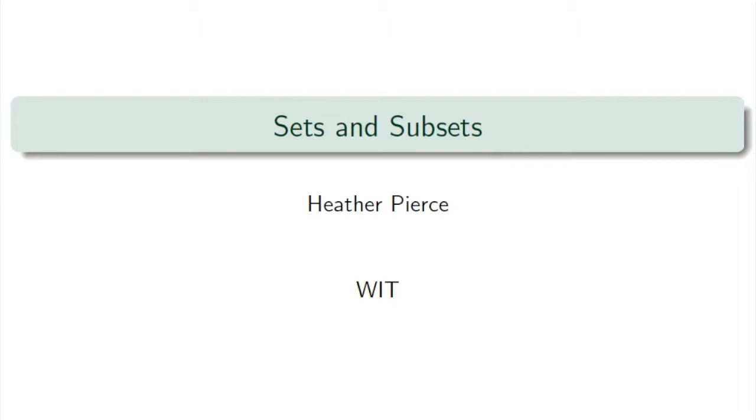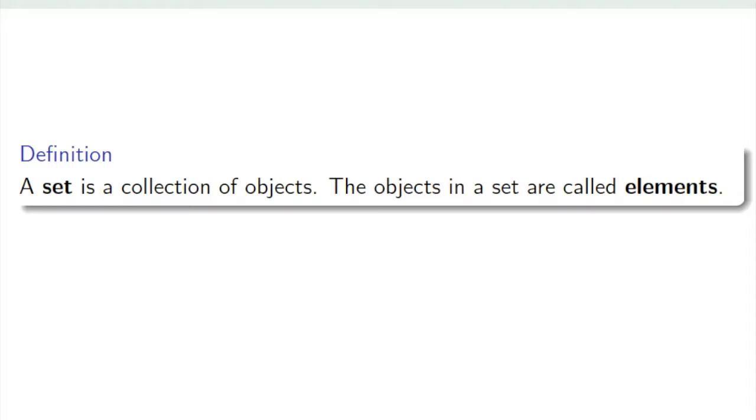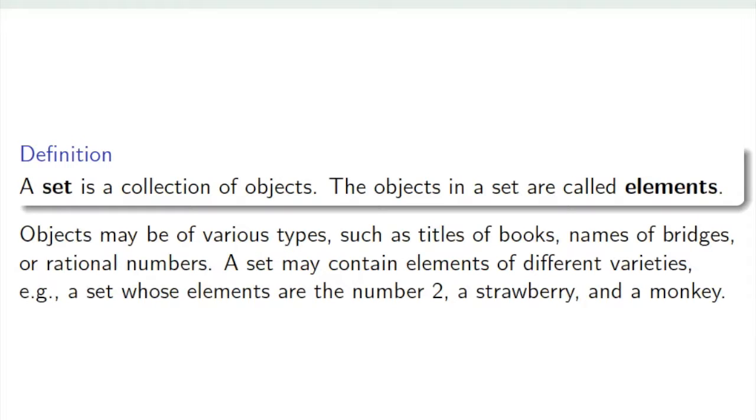We will now talk about sets and subsets. So a set is just a collection of objects, and those objects are known as elements. And these can be of lots of different types. They can be titles of books, names of bridges, rational numbers. And a set can contain different elements of different varieties. So we can have a set whose elements are 2, a strawberry, and a monkey.